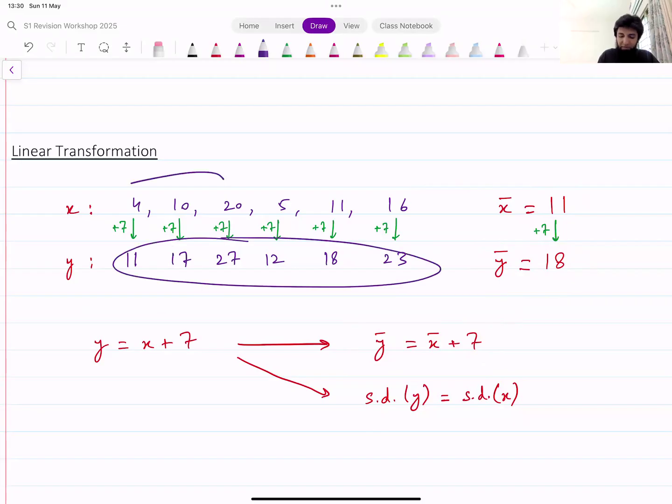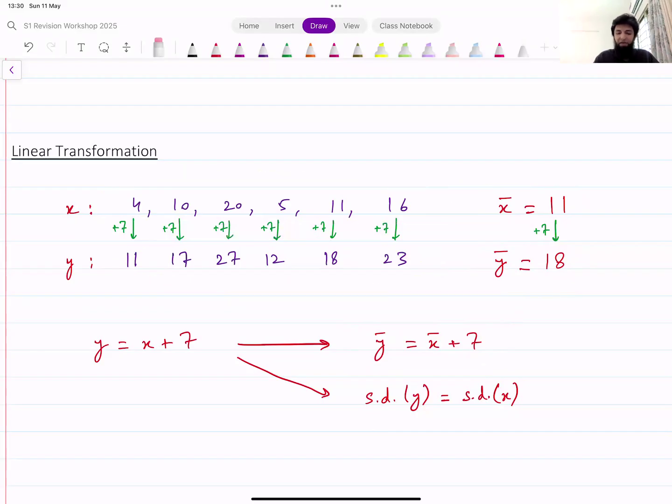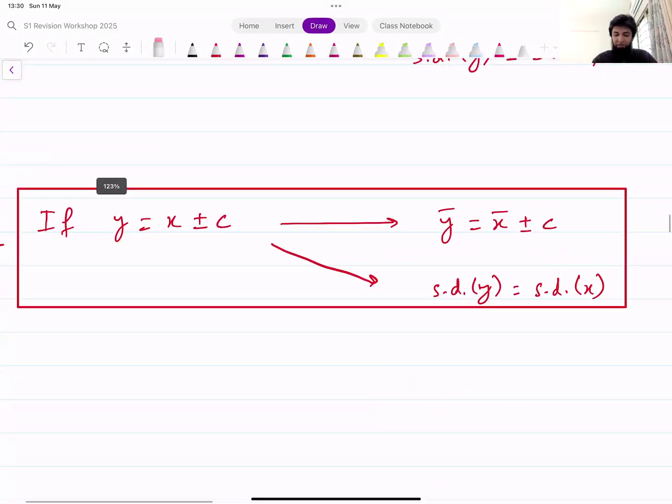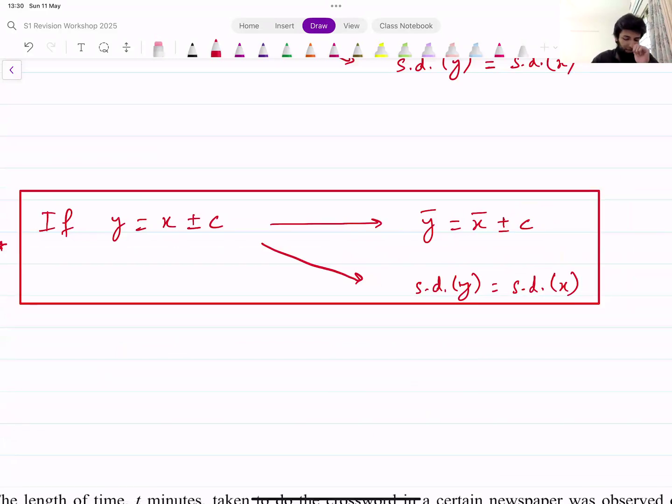Both of them have the same spread, because all we're doing is we're just shifting the data by 7 units to one side. When we do that, the variation is not affected, right? The distances from the mean, they remain the same as before. So standard deviation for both Y and X, that is going to be the same. This is the general result that we get from this. If you have any two variables, Y and X, and they're related linearly like this, that Y is equal to X plus some constant or minus some constant, then the mean is also going to have that same relation.